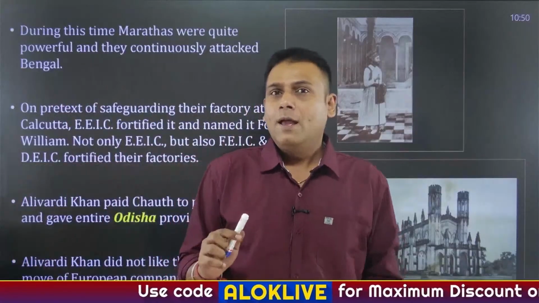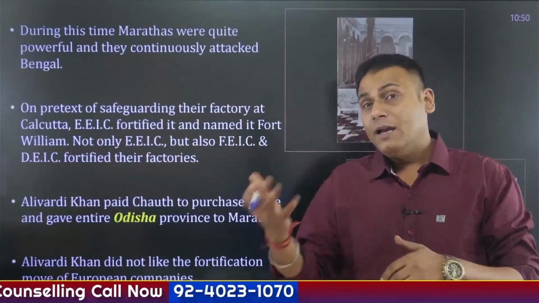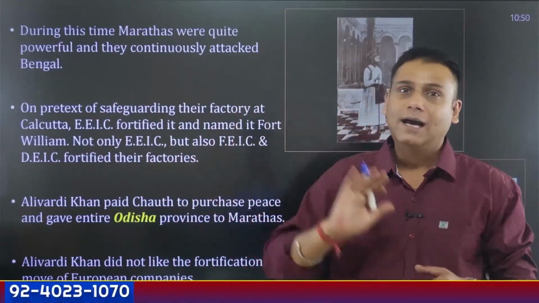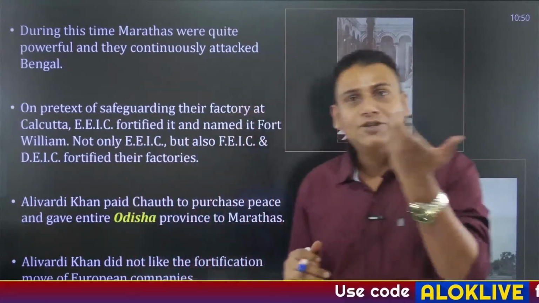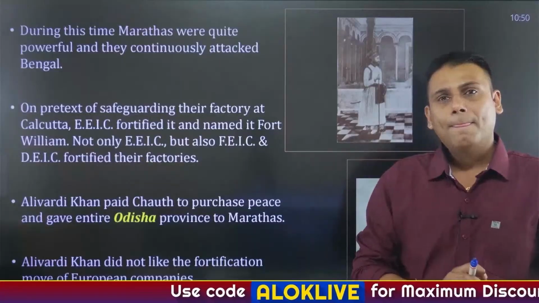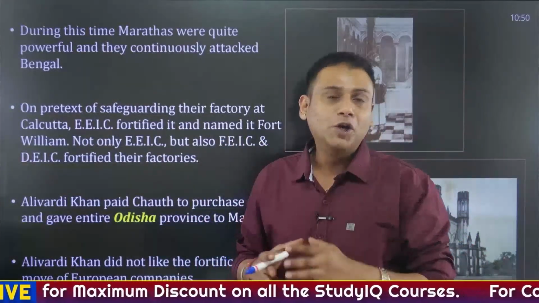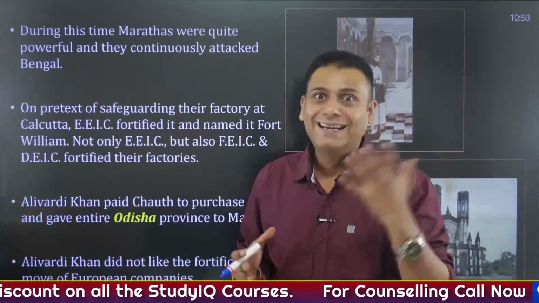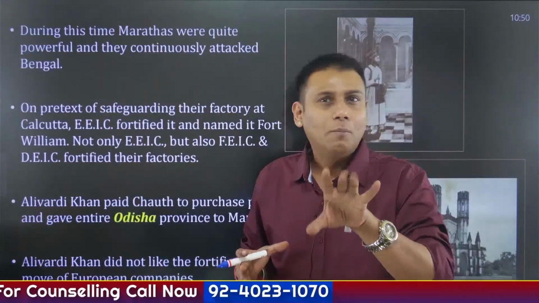Now, what happened? At that time, the English East India Company feared the attack from the Marathas, and the Marathas collected a tax called Chauth. So Ali Vardi Khan had already given Chauth to the Marathas, and he had given the region of Odisha to the Marathas. Now, the English East India Company had constructed a factory here, and they had a plan to fortify this region. Why did they want to fortify this region? Because the Marathas can attack any time. So this fortification move was by whom?